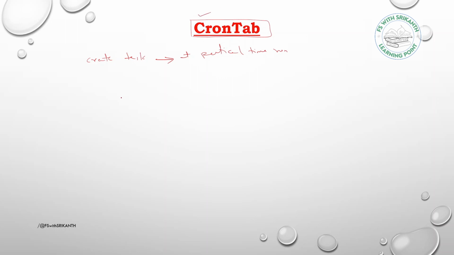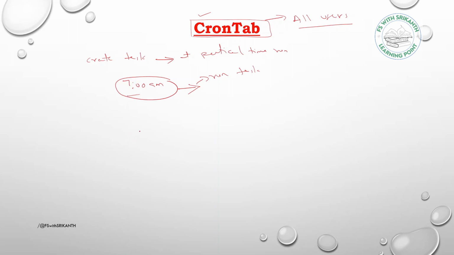CRONTAB is used for running specific tasks at a regular interval. Suppose every day at 7 a.m. you want to run a particular file. Directly when the time is reached, CRONTAB will automatically evaluate it and run your task. Each user can schedule jobs using CRONTAB. It is not restricted to a sudo user. All users can create a CRONTAB.